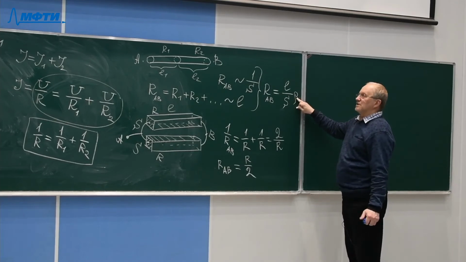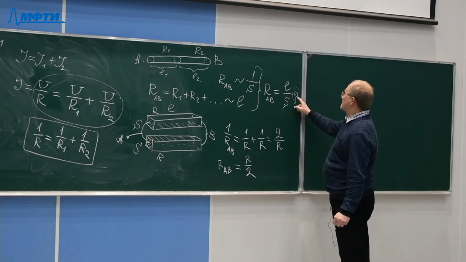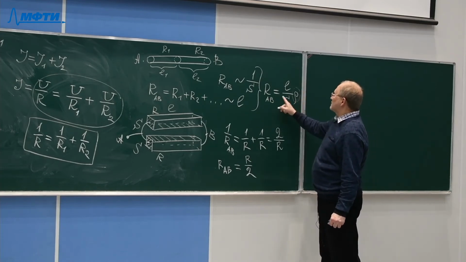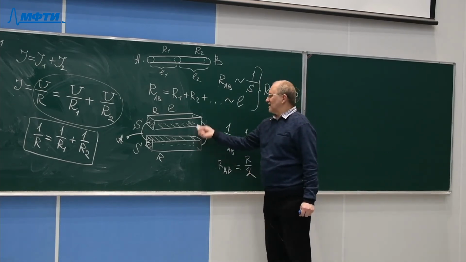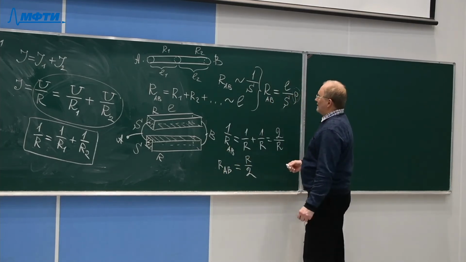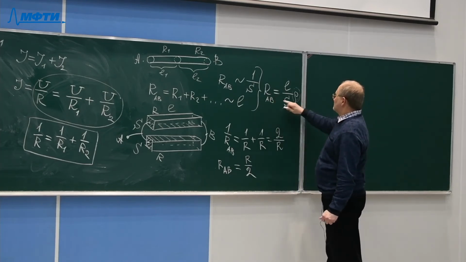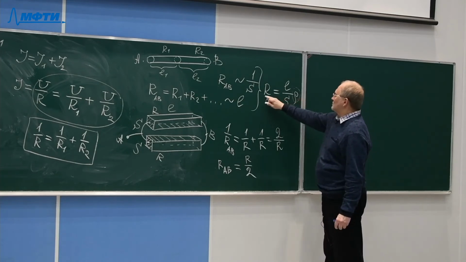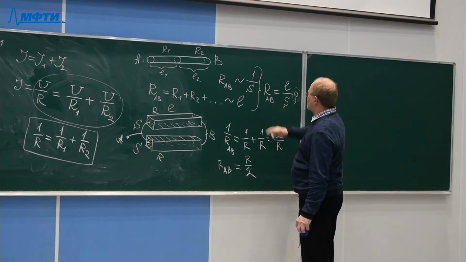If a material is a good conductor, then that will be a very small quantity, because a good conductor will have a small resistance. But if we have a bad conductor, like an insulator, like rubber, for example, then the resistance will be very large, and it means that this coefficient will be very, very large for such a piece of rubber.